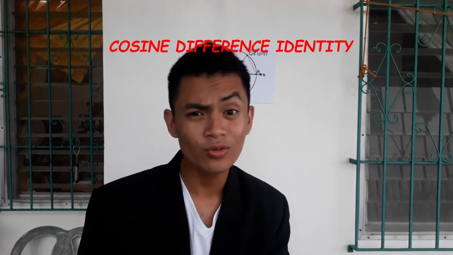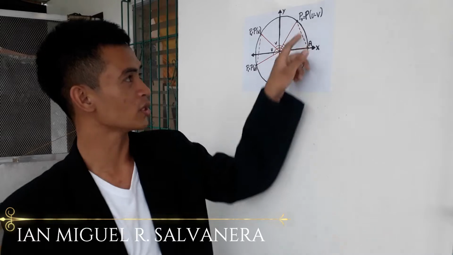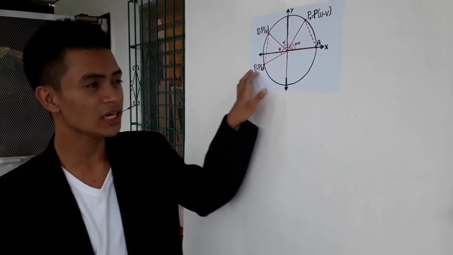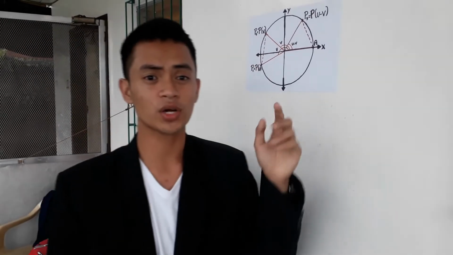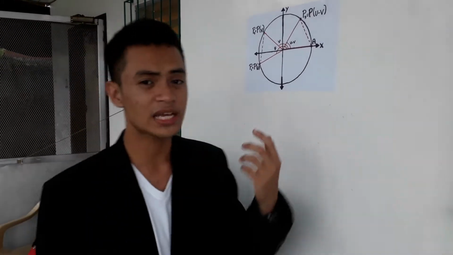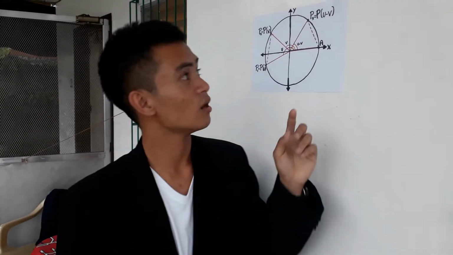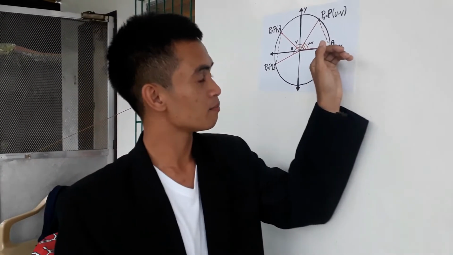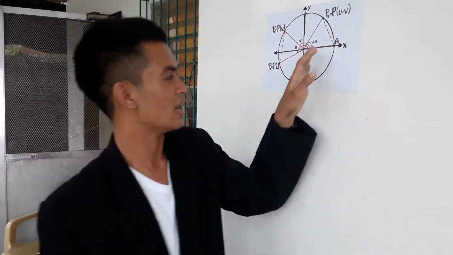So, do you know how to derive the cosine difference identity? First, we have 4 points on a unit circle in a coordinate plane. The first point is P sub 1 equal to P of U. Next is P sub 2 equal to P of V. Since we are finding the cosine difference, the value of P sub 3 is equal to P of U minus V. And last, the coordinate of the point A is equal to 1, 0, since we have a unit circle.